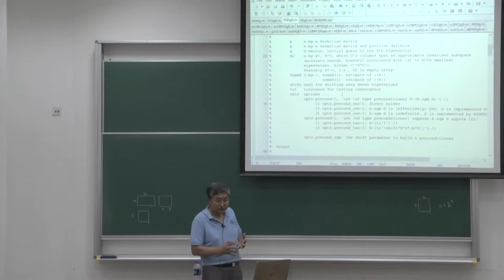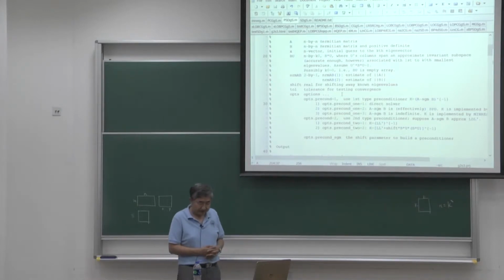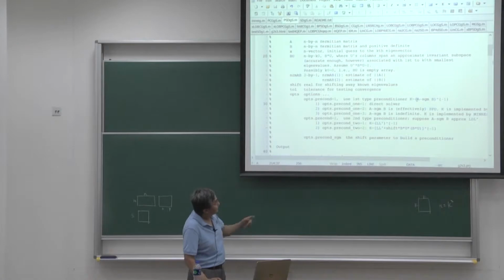So we talked about two different kinds of preconditioning. There's an option input, and when you look at the driver routine, we'll see that. We'll take a look at that too. The first preconditioner is A minus a shift times B, inverse. Okay.